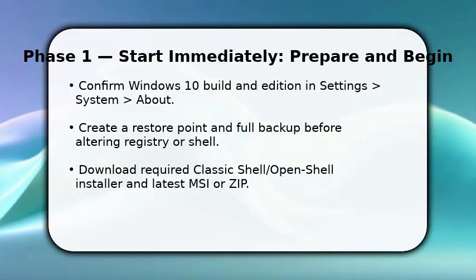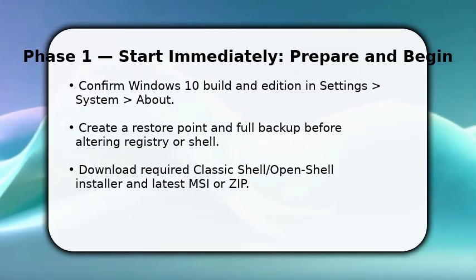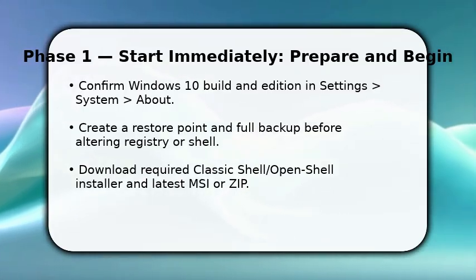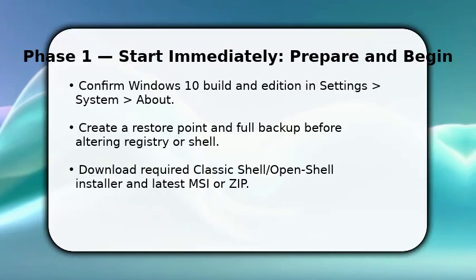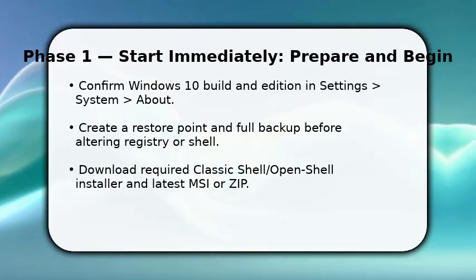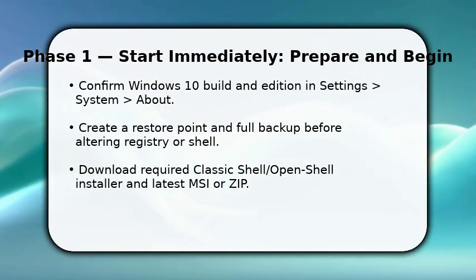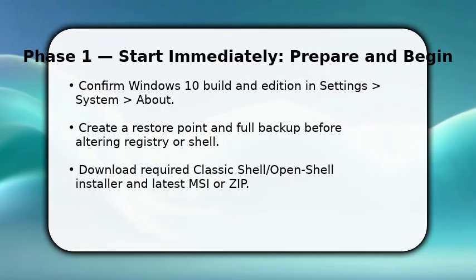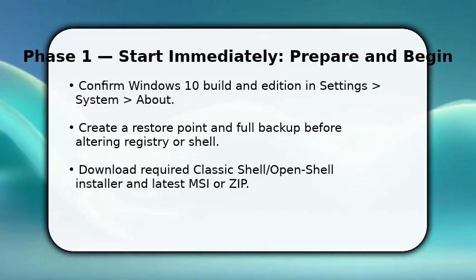You start now. Check your Windows 10 build and edition because compatibility matters. Make a restore point and a full backup so you can roll back if needed. Download the OpenShell installer. Once done, run the installer as administrator and select classic Start menu components. Install only the Start menu module first, then reboot.